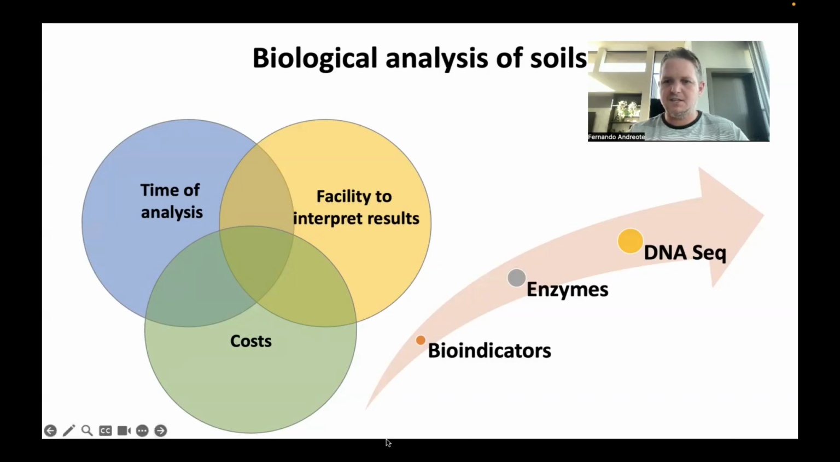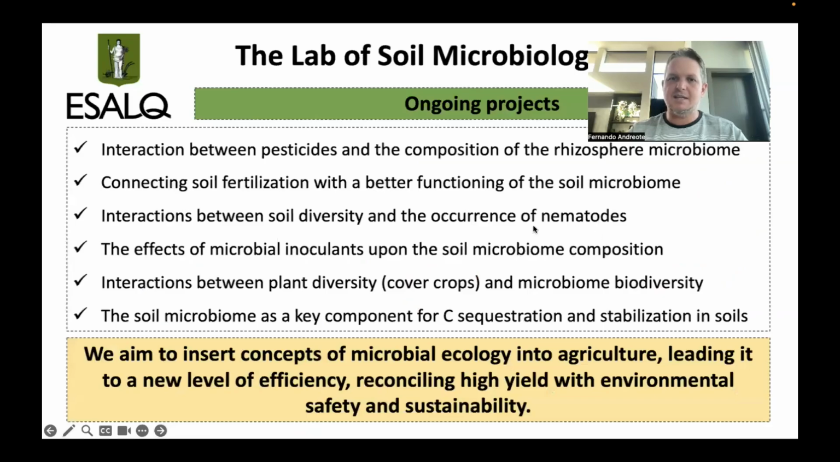This is a gradient of what we see happening there in Brazil. We have some very beautiful work being done with enzymes, with soil biological activity, but DNA sequencing is leading the way on a global scale, which is what we are most looking for in order to better understand the biological composition of soils. Well, that's the concept I wanted to bring to you.